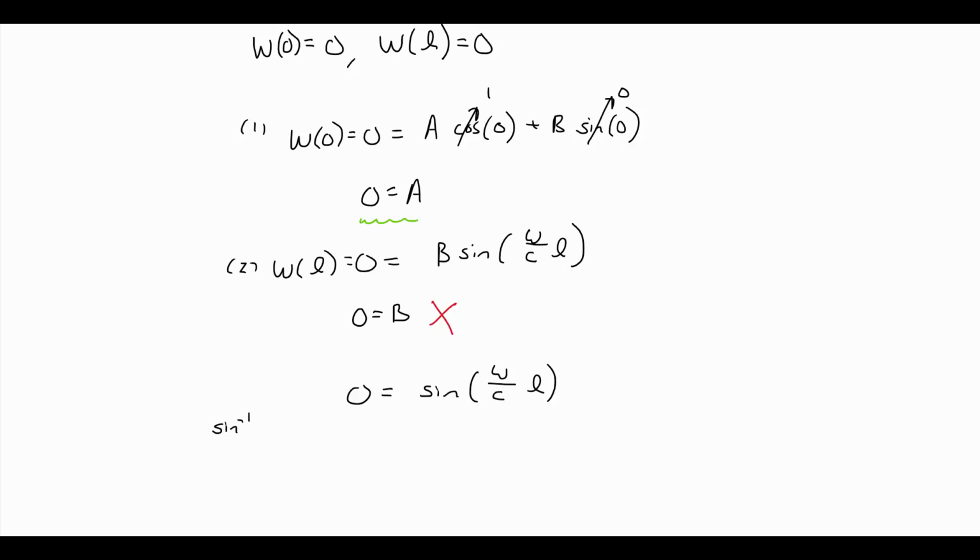So what I can do is I can take the inverse sine of both sides so that on the right-hand side I am left with omega over c times L. And I can take the inverse sine of 0. So really what I want to think of here is what values, when I take the sine of it, are going to give me 0. And there's not a unique solution to that, and this is what gives rise to our infinite natural frequencies and our infinite mode shapes, or eigenfunctions, as we're about to see.